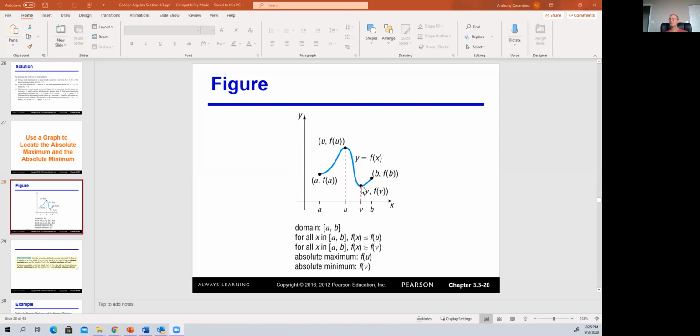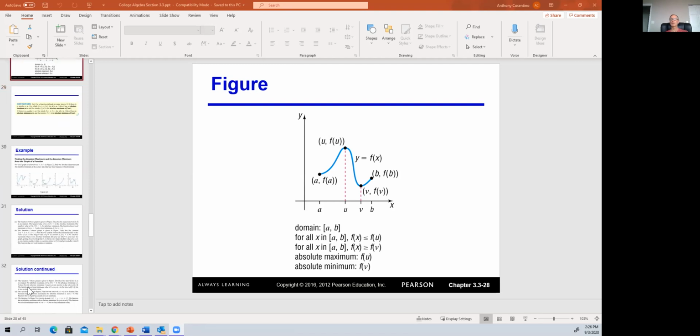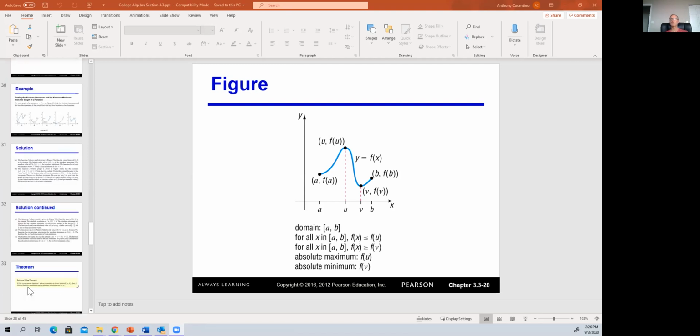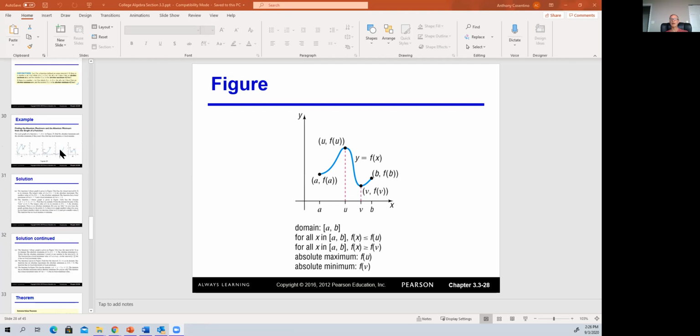And you could also see that that would be a local minimum, right? Because it changes state from decreasing to increasing. Up here, the U would be the absolute maximum because it's the highest value of y, but it's also a local max because it goes up, or increasing, and then it comes back down and decreases. So sometimes you won't have an absolute max or absolute min depending on what the graph looks like.